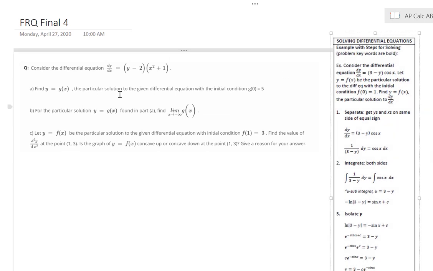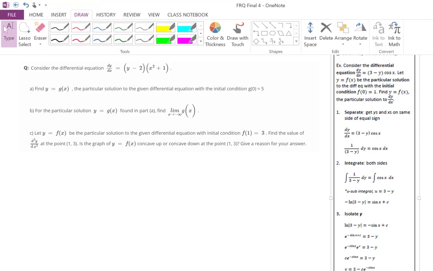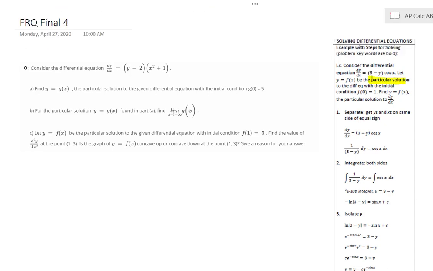Our step 1 for part A says find y equals g of x, the particular solution. So right here I see that that's telling me particular solution. It's the same wording as the differential equation with the initial condition. I also see that this part right here is telling me the initial condition. So let's get this done.